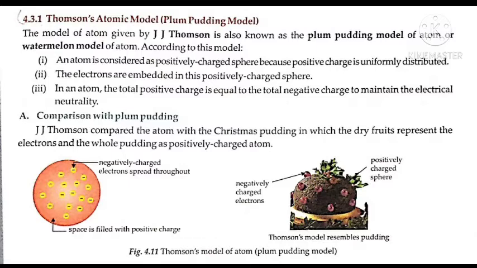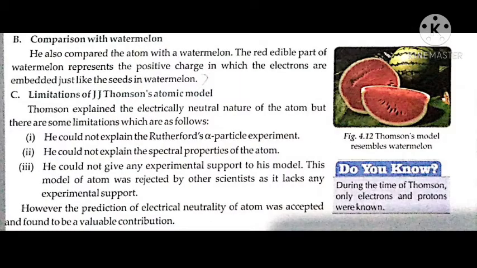Comparison with Plum-Pudding. J.J. Thomson compared the atom with the Christmas pudding in which the dry fruits represent the electrons and the whole pudding as positively charged atom. Comparison with watermelon. He also compared the atom with a watermelon. The red edible part of watermelon represents the positive charge in which the electrons are embedded just like the seeds in watermelon.